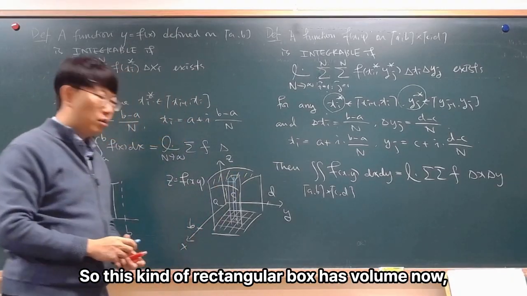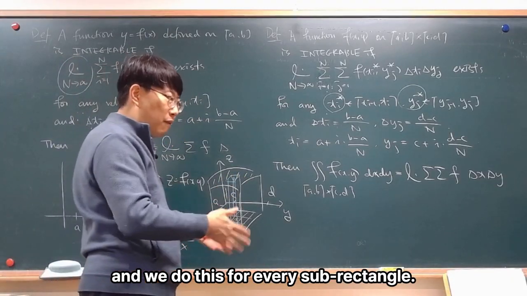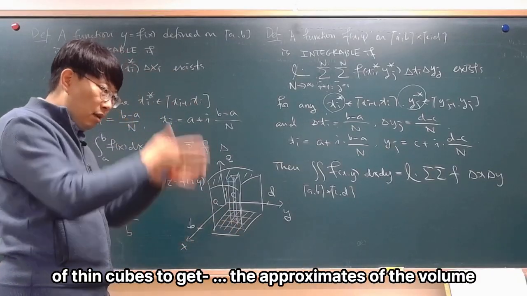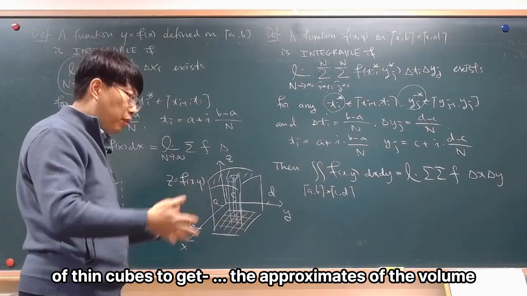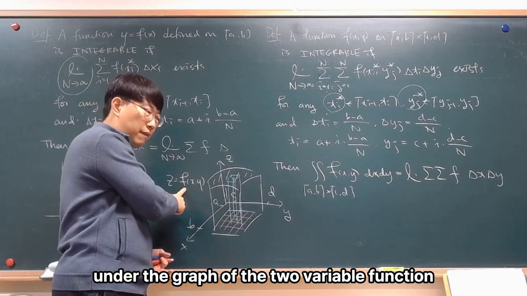So this rectangular box has volume now, and we do this for every subrectangle. Then we add all the volumes of the thin boxes to get the approximation of the volume under the graph of the two-variable function f.